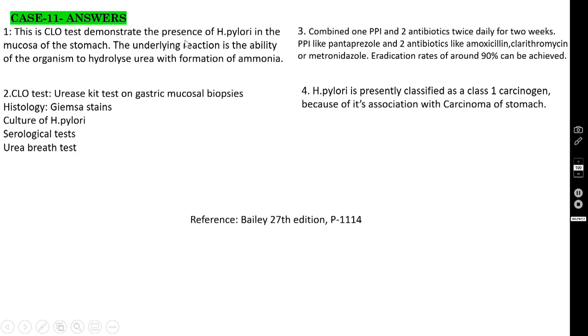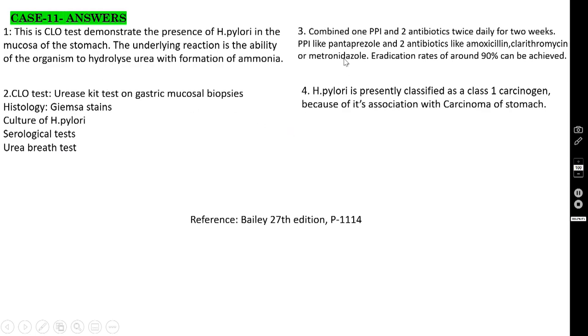This test demonstrates the presence of H. pylori in the mucosa of the stomach. The underlying reaction is the ability of the organism to hydrolyze urea with formation of ammonia. What are the other methods? The rapid urease test on gastric mucosal biopsy is one method. You can do histology with Giemsa stain. You can do culture of H. pylori. You can do serological tests. You can do urea breath test. These are the other ways of proving the presence of H. pylori.